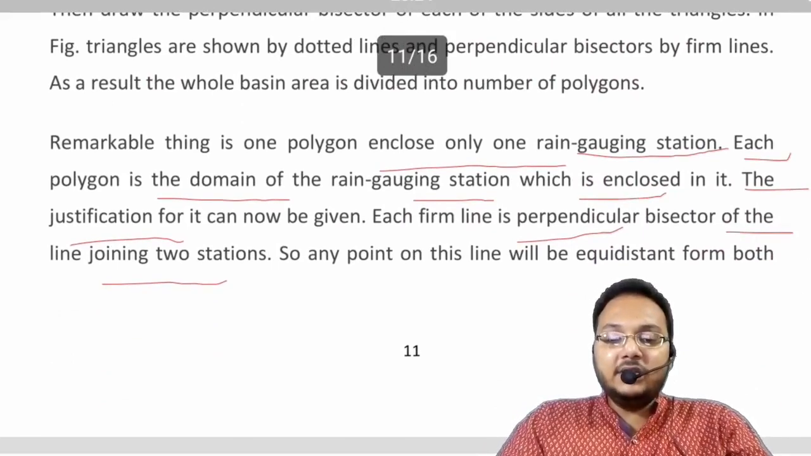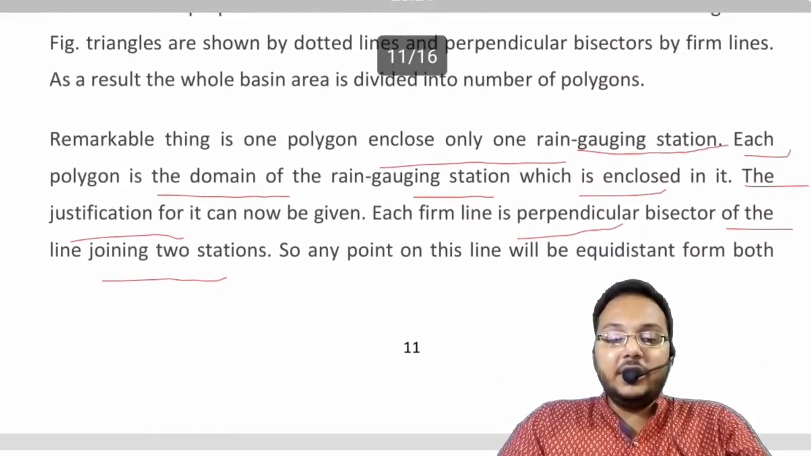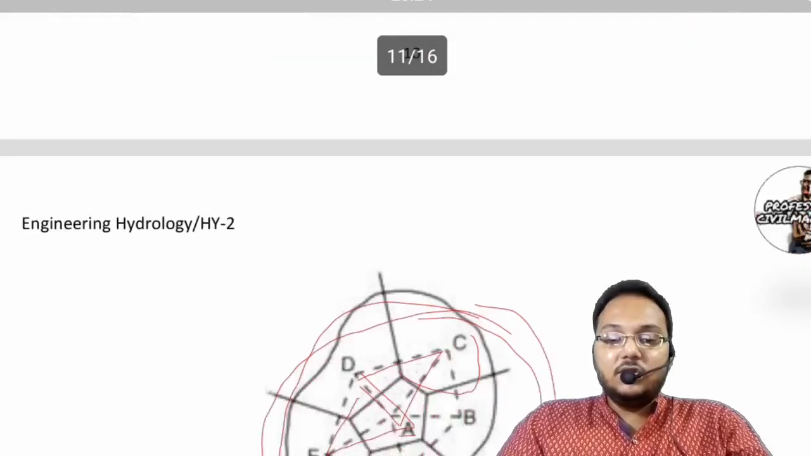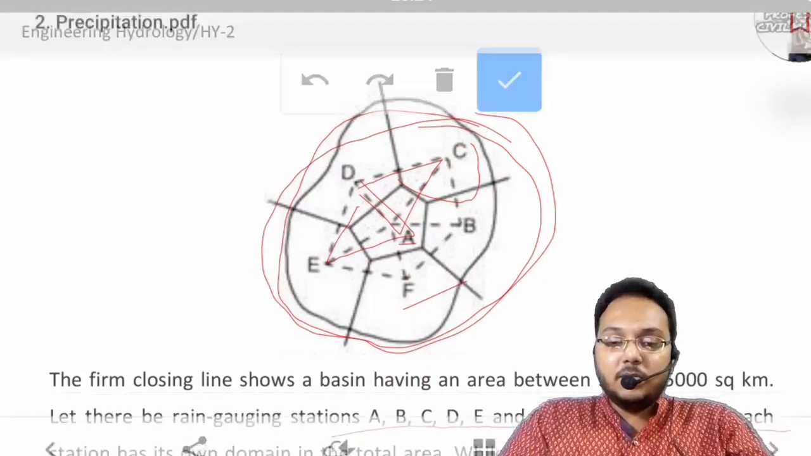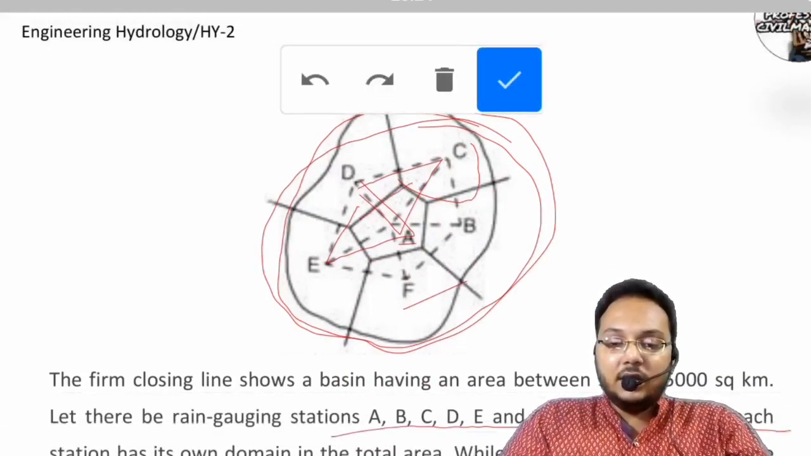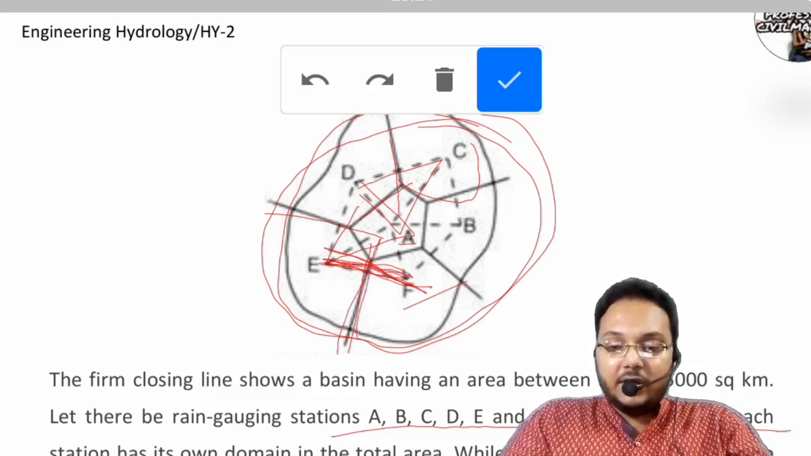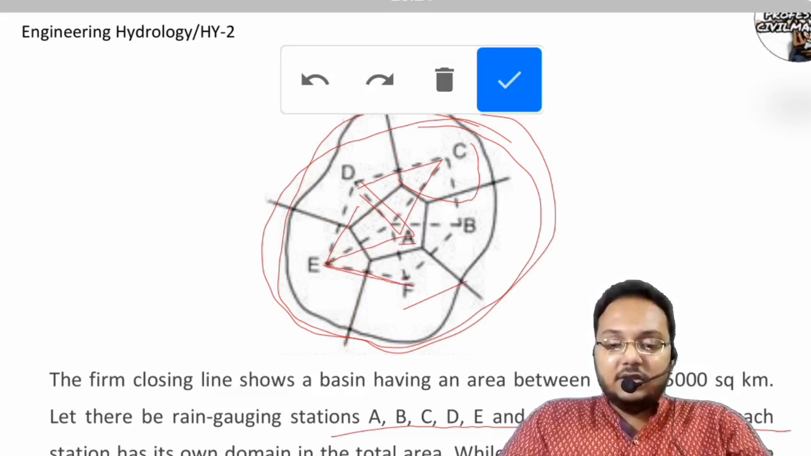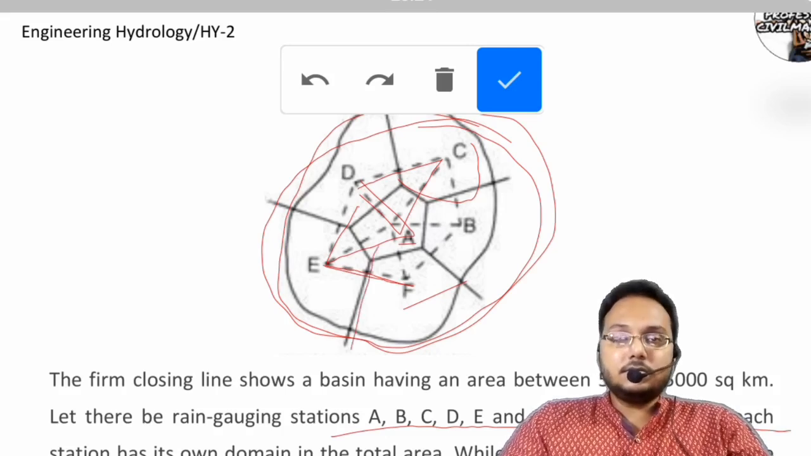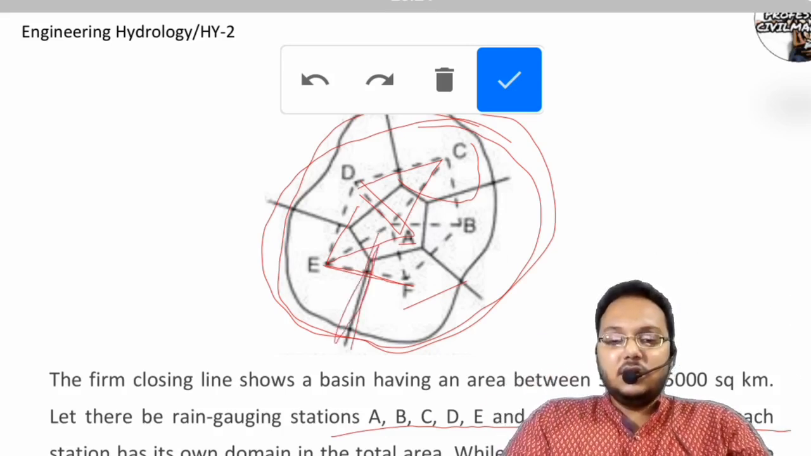So each form line is the perpendicular bisector of the line joining two stations. Suppose E and F are joined by this dotted line. So this form line is the perpendicular bisector of this line. You can see it again. E and F are joined by this dotted line, and this form line is the perpendicular bisector of this particular line.